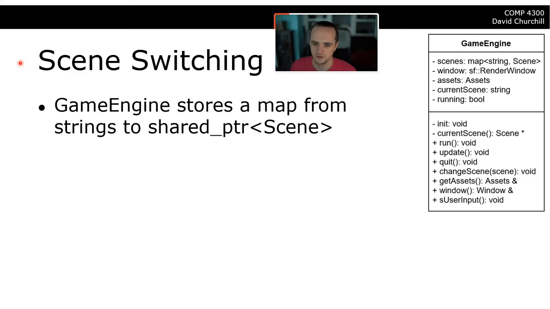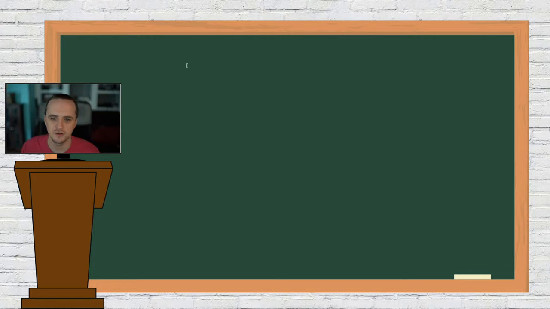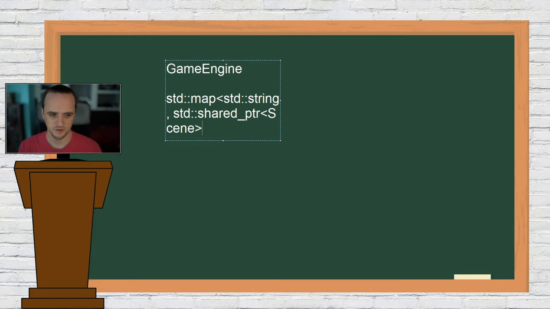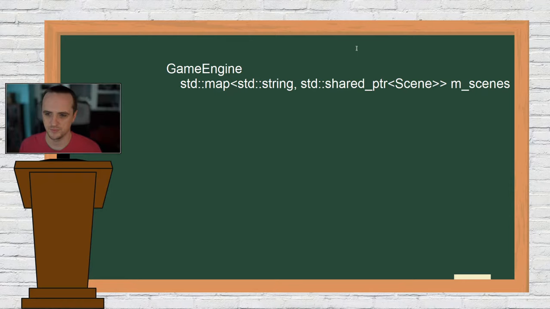Okay. So this is the map. Inside game engine, we're going to have a std::map from std::string to std::shared_ptr of Scene, and this is going to be called m_scenes. All right, so our game engine is going to store this map.